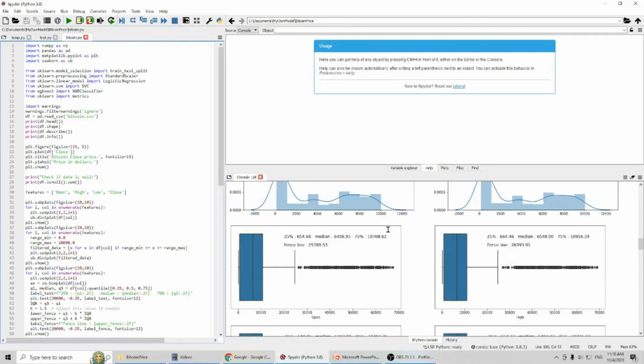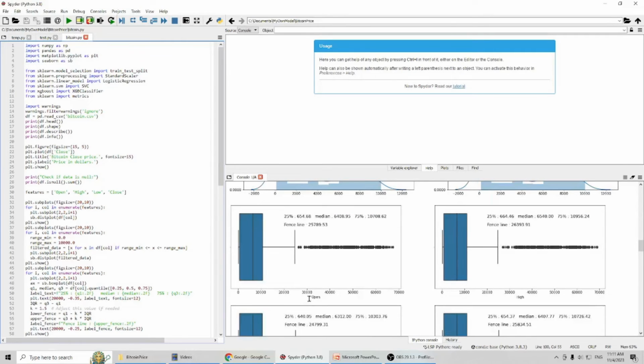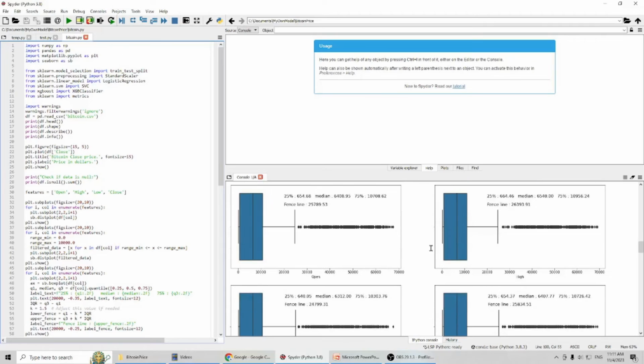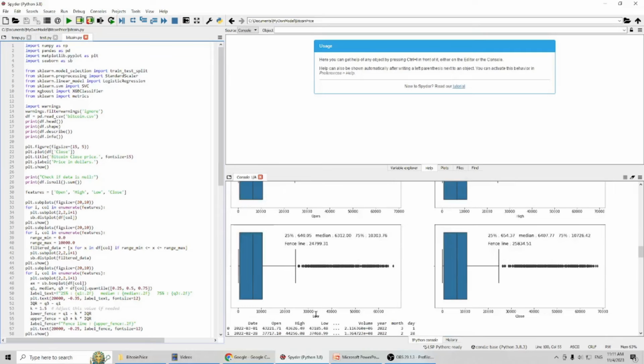Then we can use our box plot to analyze our data. You can see for the open price, 25 percentile to 75 percentile is here, and a lot of outlier over there. Similarly, we can check high price and low price and close price. You can see the first line is here.